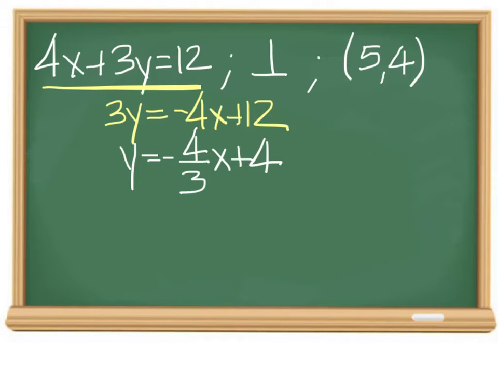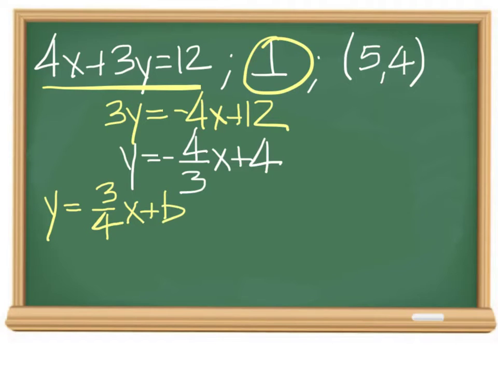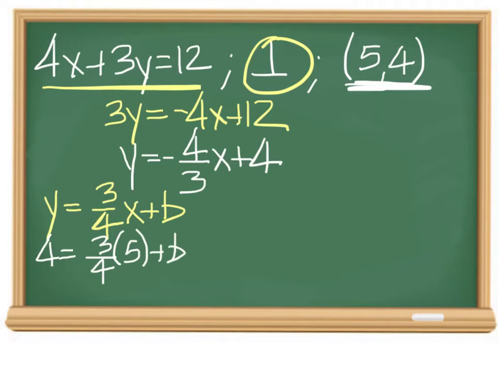Now, since it's perpendicular, you need the negative reciprocal for the slope. The negative reciprocal of negative 4/3 is 3 over 4. And we'll put b at the end. We don't know what the y-intercept is for the new equation. But we find out what it is by plugging in this point, 5, 4. So 4 equals 3 over 4 times 5, and then plus b. When you multiply that out, it's 4 equals 15 over 4 plus b.